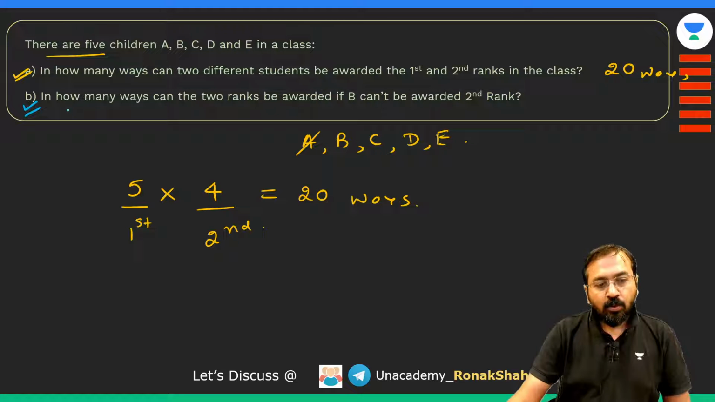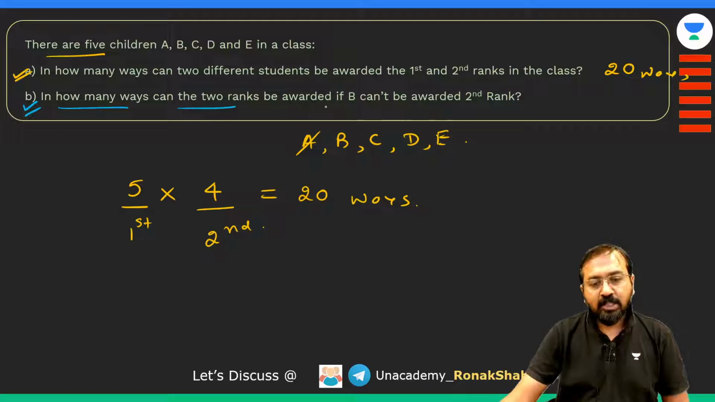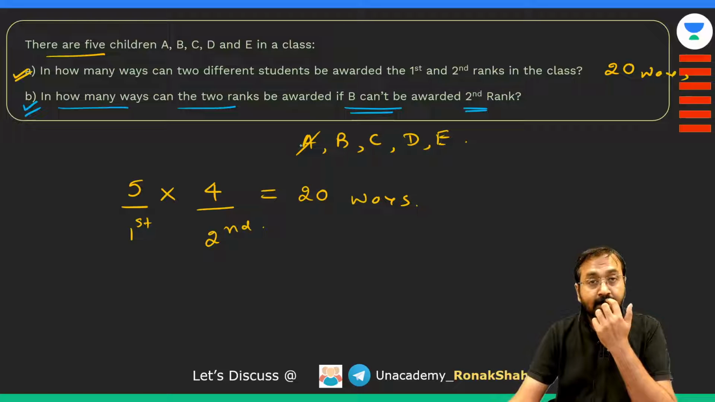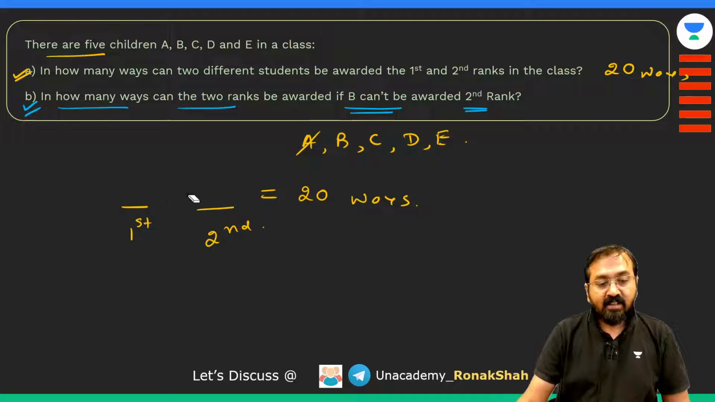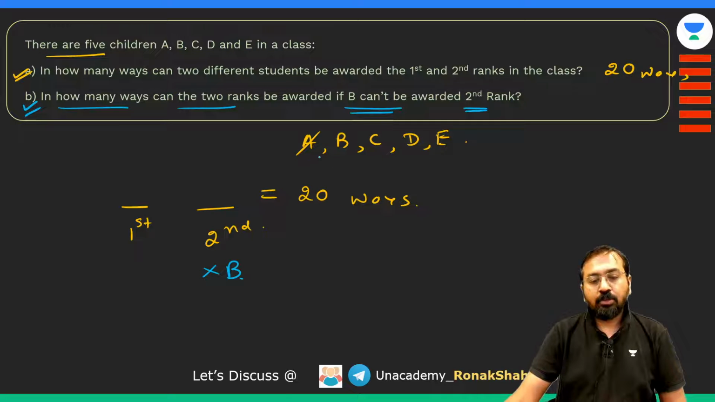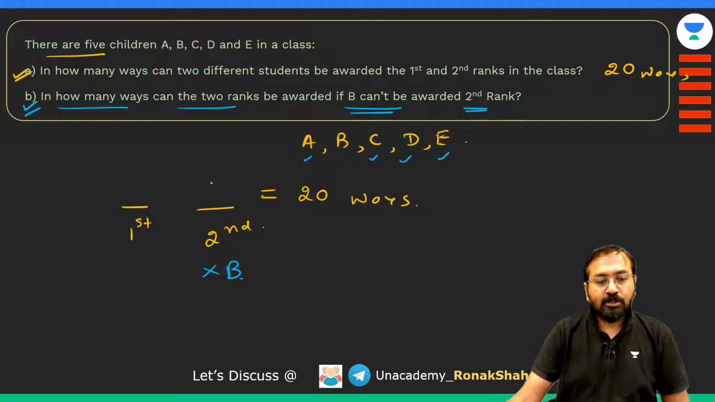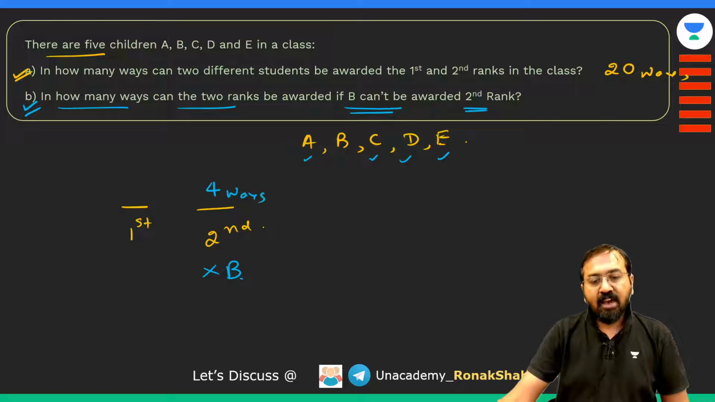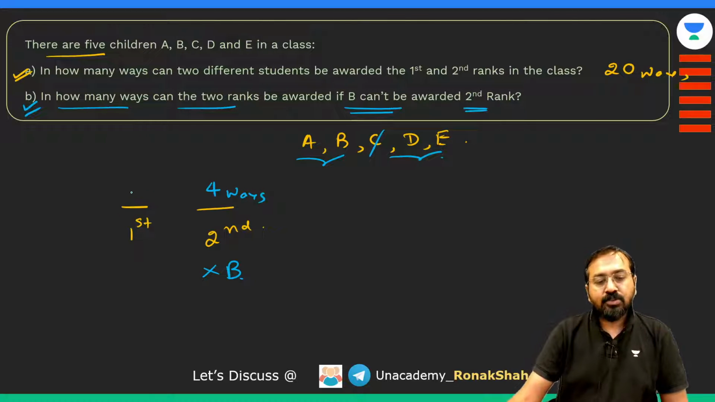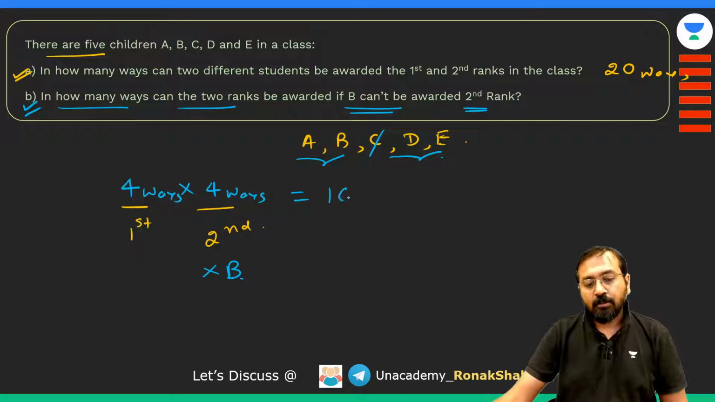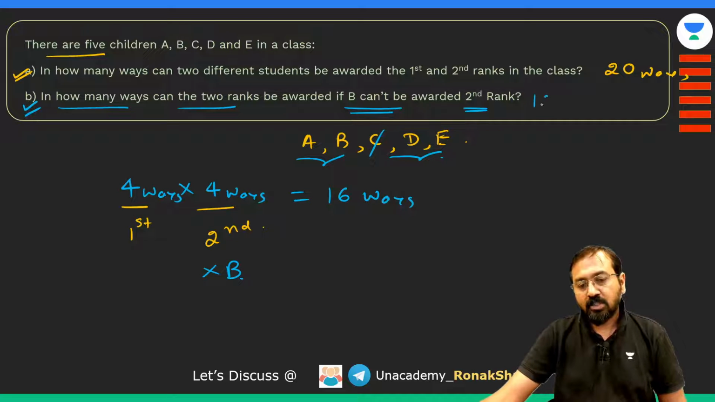Right, so the second question says, in how many ways can the 2 ranks be awarded if B cannot be awarded the second rank? We cannot award second rank to B. Okay, now there is a condition over here. So can I say the second rank should be awarded to any of the remaining 4 people? So there are 4 ways of awarding second rank. Suppose we have awarded second rank to C. Now C cannot be awarded the first rank, but the remaining 4 people can be awarded the first rank. So for the first rank there are 4 ways once again, because B can be awarded the first rank. So total number of ways will be 16 over here. So answer for this question will be 16.